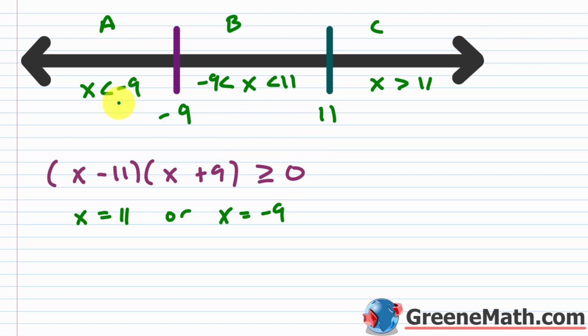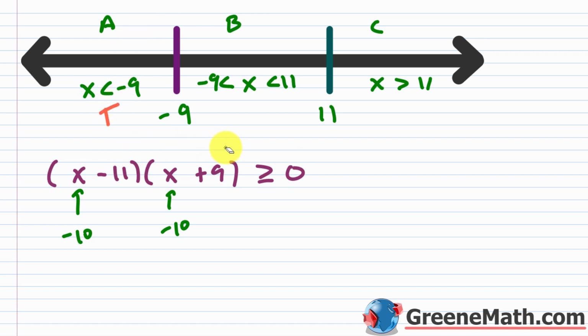We would first test something in this region A. So let's maybe take a look at something like negative 10. If you plugged in a negative 10 there and a negative 10 there, so that gives me a negative, right? Negative 10 minus 11 would give me negative 21. Then here, negative 10 plus 9 is going to be negative 1. So again, this gives me another negative. Negative times negative gives me positive, right? And a positive is going to be greater than 0. So we know that inside of this region A, it's going to be true.